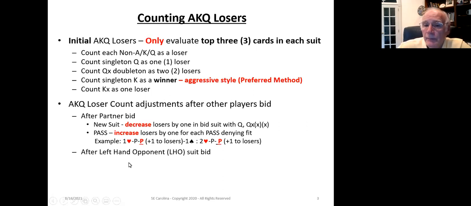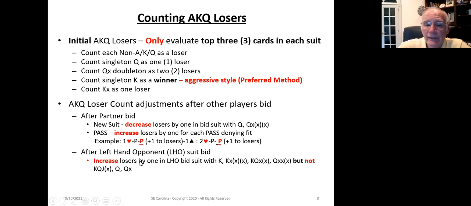Now, if the left-hand opponent bids a suit, that's the person behind you, you're going to increase the number of losers in your hand, just like you do for points with any of these holdings. The king X, the three with the king, king queen, the queen jack. But you're not going to do it for the queen jack X or the queen X because you've already adjusted for those. So after the right-hand opponent bids, you're not going to do anything because you really can't judge anything in the impact on losers.